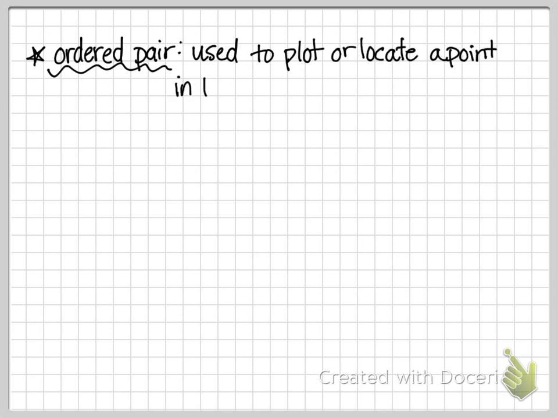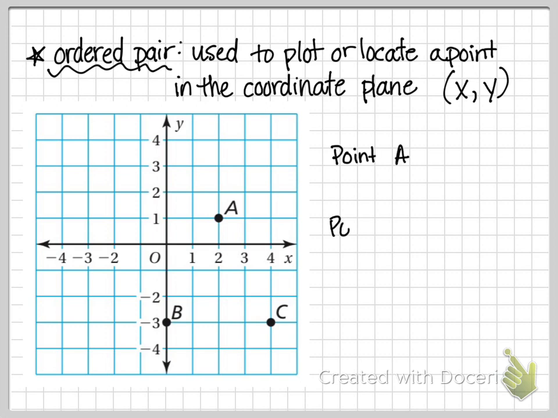Okay, the second part of this is ordered pairs. And we use ordered pairs to plot or locate points in the coordinate plane. So we're going to look at a couple points. We'll name them with an ordered pair. And then we'll do some plotting, sort of go the other way and plot. But for now, we name points with ordered pairs.